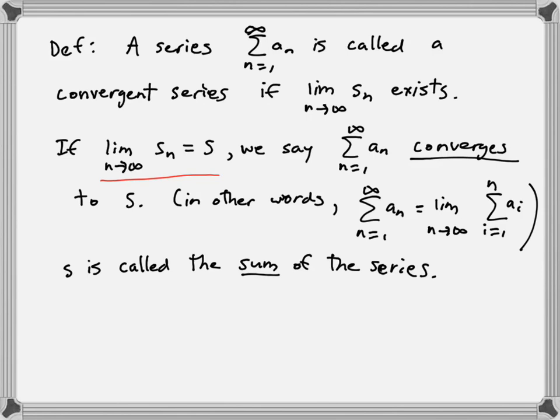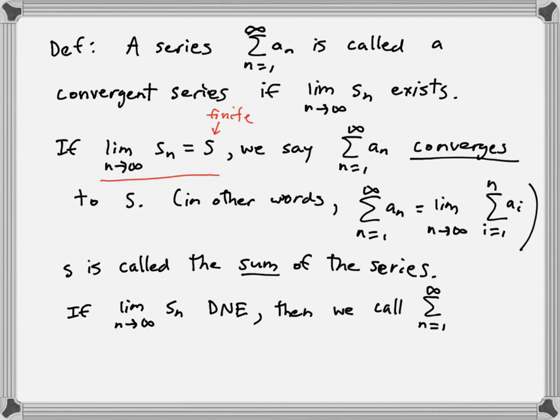Now remember, we are assuming here that this is finite, okay? Infinity never counts as a limit that something equals. Remember, infinity is a way for a limit not existing. So we need to write that down too. If the limit as n goes to infinity of S_n does not exist, then we call this series a divergent series.